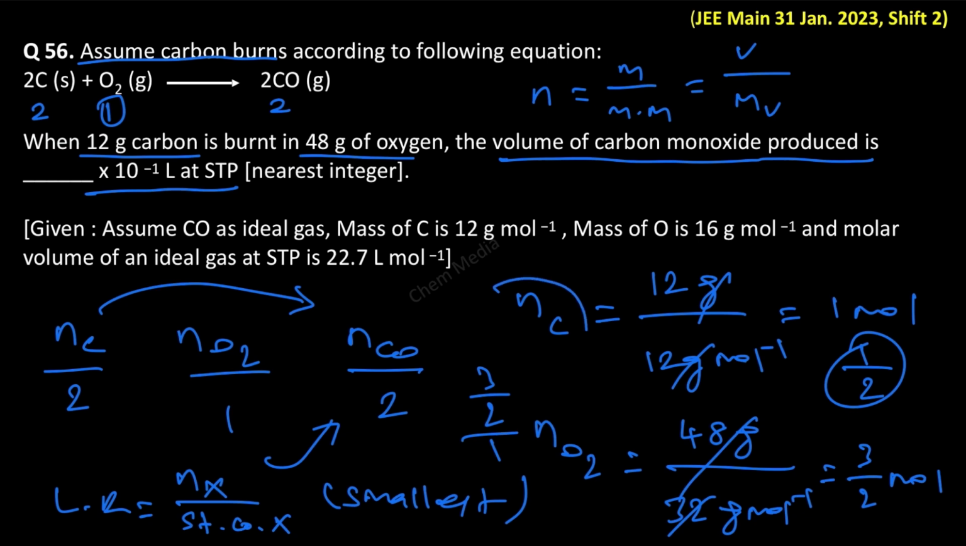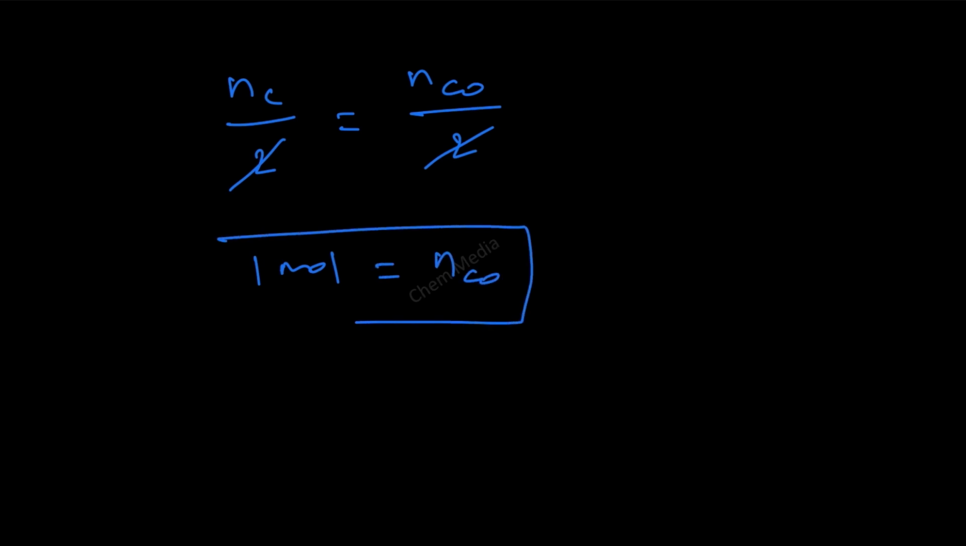Therefore, carbon is the limiting reagent here, which means this is the equation that we have to use, not this one. Therefore, number of moles of carbon divided by 2 is equal to number of moles of CO divided by 2. 2 is common on both sides, therefore we can cancel that. Therefore, 1 mole is equal to number of moles of CO, because that's what we got for number of moles of carbon.